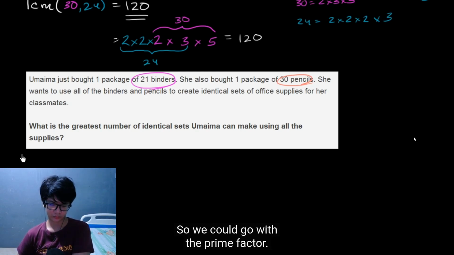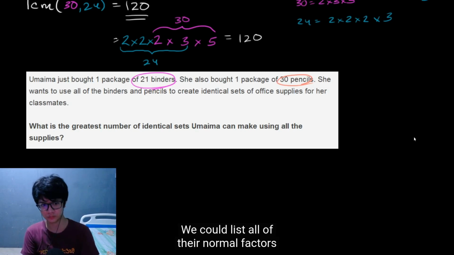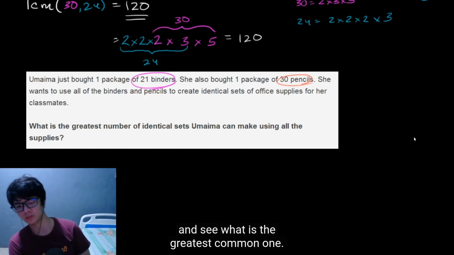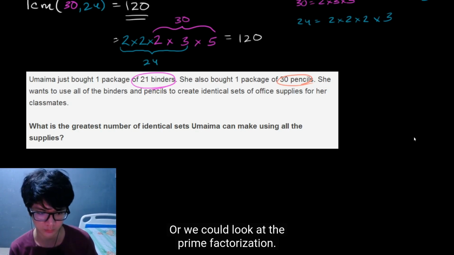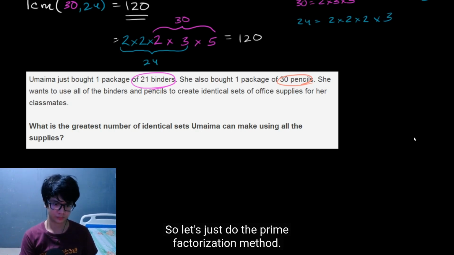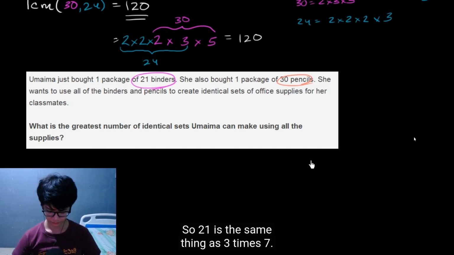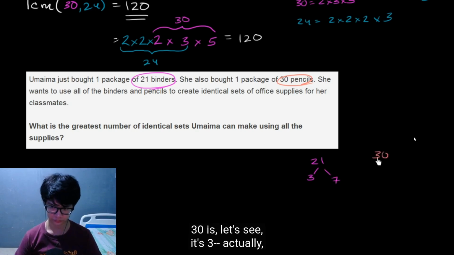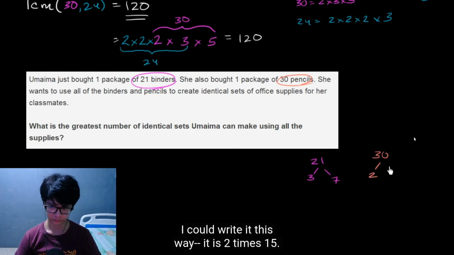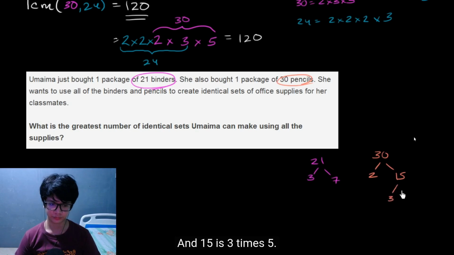We could list all of their normal factors and see what is the greatest common one. Or we could look at the prime factorization. So let's just do the prime factorization method. So 21 is the same thing as 3 times 7. These are both prime numbers. 30 is 2 times 15. We already did it actually just now. And 15 is 3 times 5.